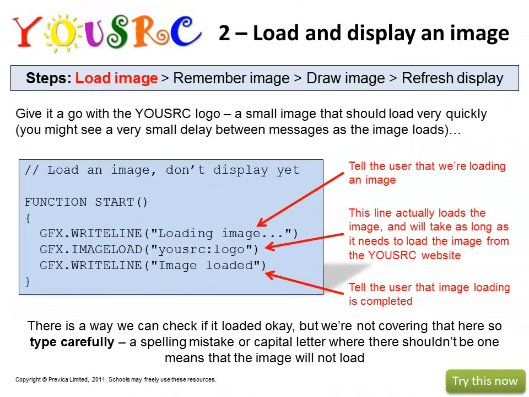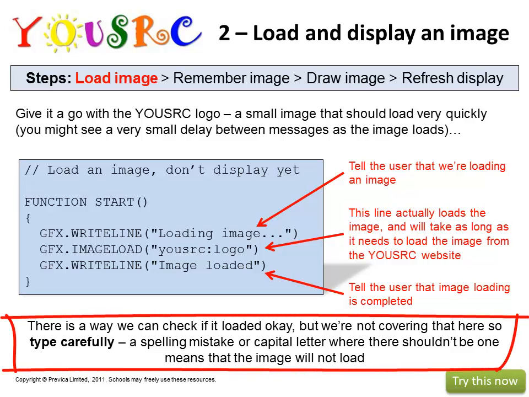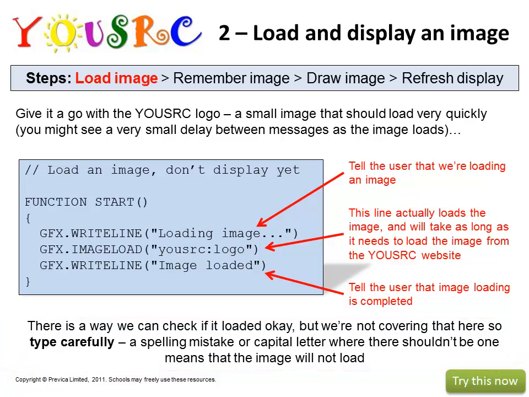Loading can go wrong. For example, you could spell the image name wrong. As we have not yet taught you how to check for errors that occur on runtime, please do type the image name carefully. Now let's do this for real in a browser.